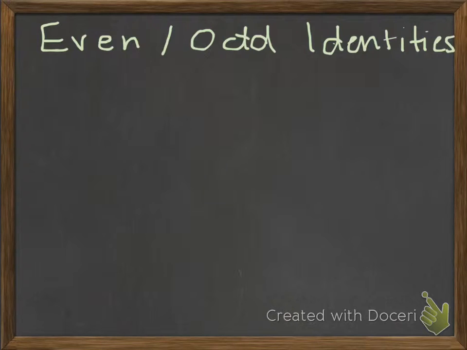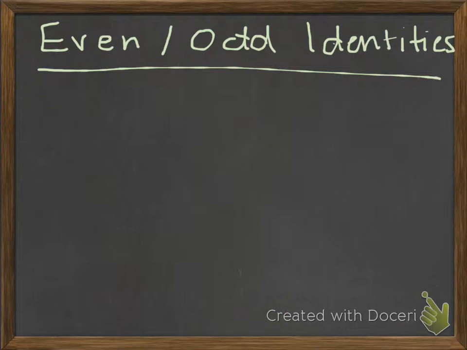Just like it is critical that you know what sine, cosine, tangent, cosecant, secant, and cotangent are, you must also know the even and odd identities. So all of the identities that I'm going to be giving you must be memorized. It is critical for your understanding that you know all of them. So the even and odd identities tell us how to handle negatives.